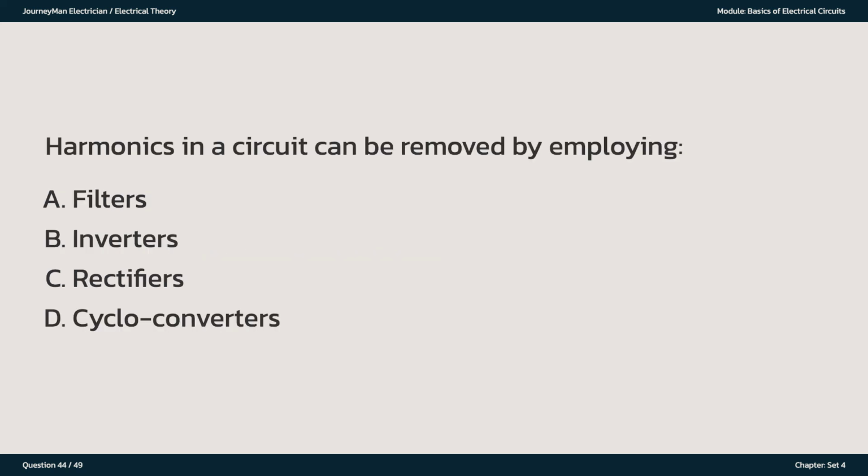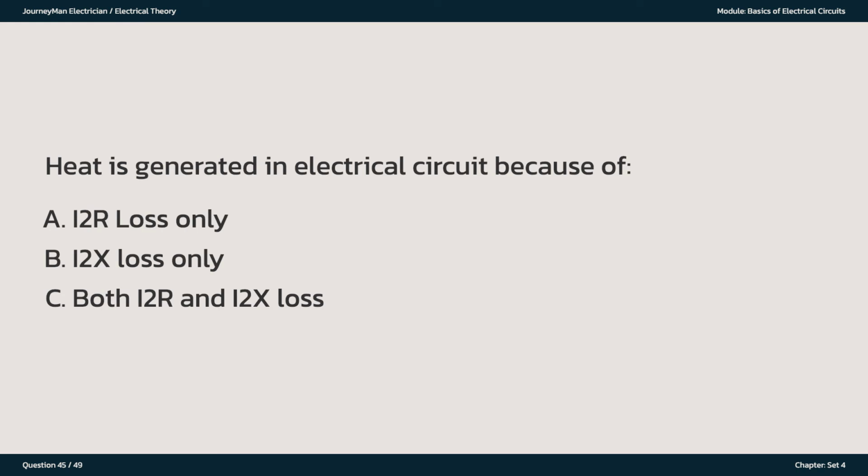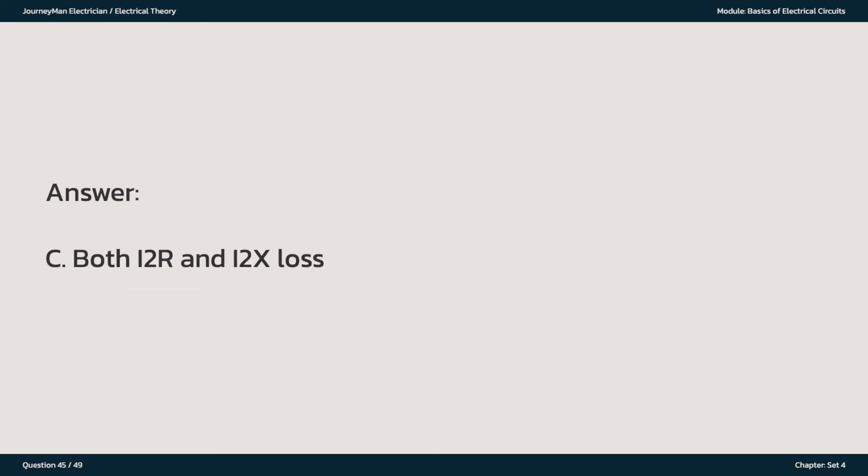Harmonics in a circuit can be removed by employing: A. Filters, B. Inverters, C. Rectifiers, D. Cycloconverters. The answer is A. Filters. Heat is generated in electrical circuit because of: A. I²R loss only, B. I²X loss only, C. Both I²R and I²X loss. The answer is C. Both I²R and I²X loss.